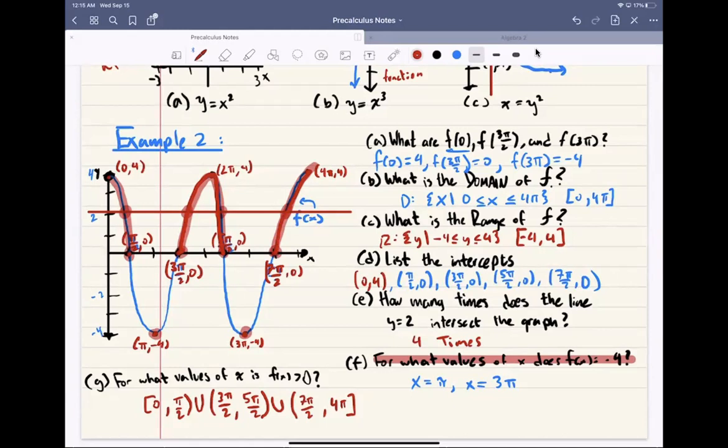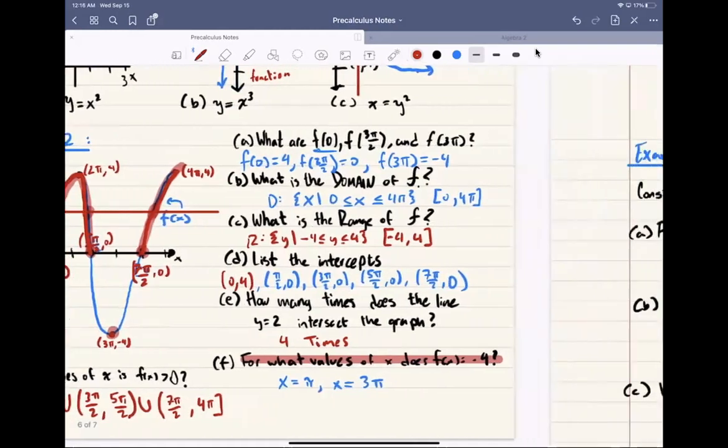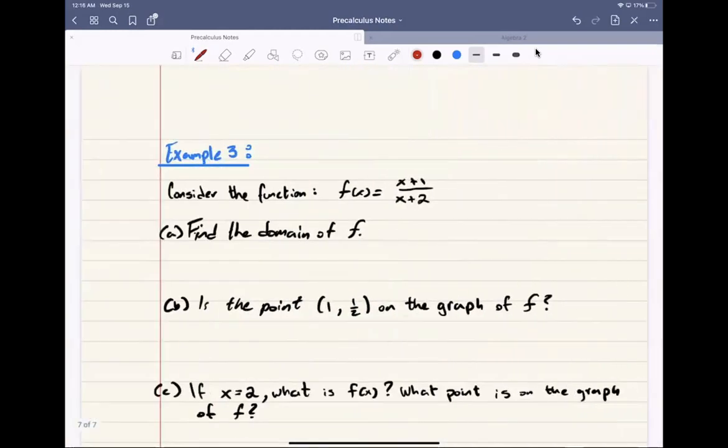All right, we have one more set of problems that we have to go over. So far we've been looking at the graph to get information. Now we're going to look at the function to get information. I'm going to go over to the next slide. So we have this function right here: f of x is equal to x plus 1 over x plus 2. Find the domain of f.